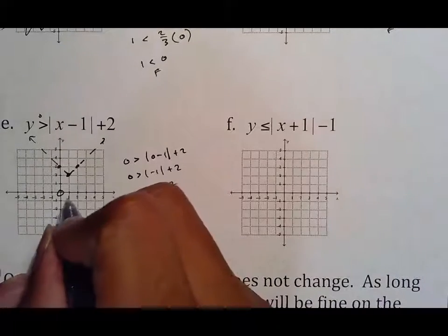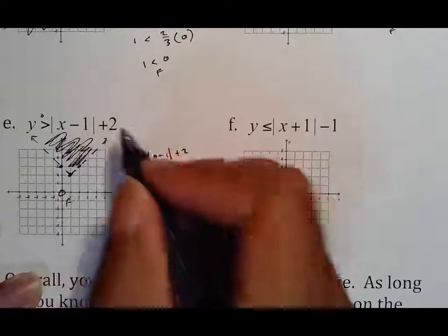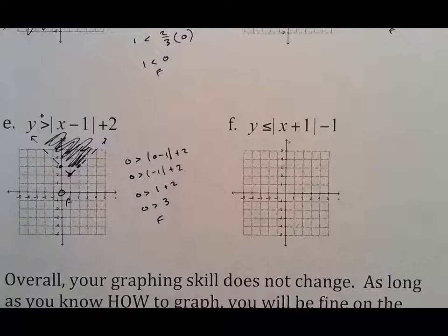And so therefore, if that is false, it means everything on the outside is false. And once again, we want the opposite side of that because what we tested is wrong, so we go to the other side of the line to find our answer.